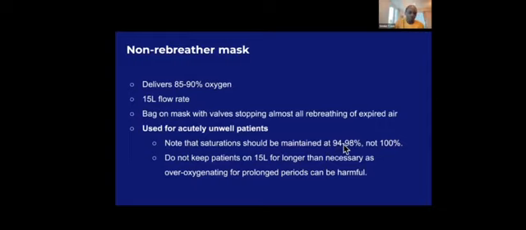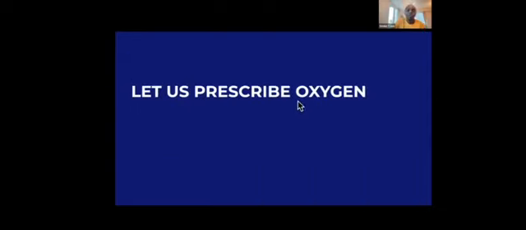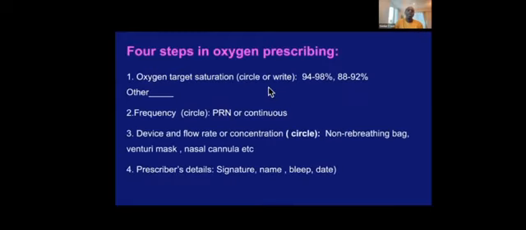Now, let us prescribe the oxygen. First of all, there are 4 steps in oxygen prescribing. Just remember the 4 steps when you go on the drug chart. The first is the oxygen target saturations. What is the target saturation? It's given on a drug chart. You have to circle it or write it. For example, if it's 94 to 98, circle it. If it's 88 to 92, you circle it. If it is other, you write, for example, 100% in carbon monoxide poisoning. So once you have circled the target saturations you need.